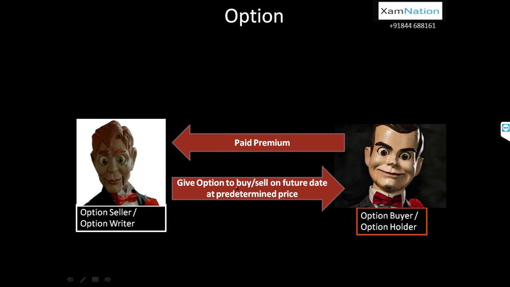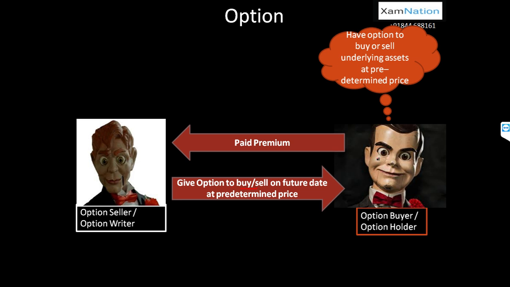Now we have to understand what option he is selling to him. He is giving the option to buy or sell on a future date at a predetermined price. So that means this person who bought the option has the option to buy or sell the underlying asset at a predetermined price in a future date.